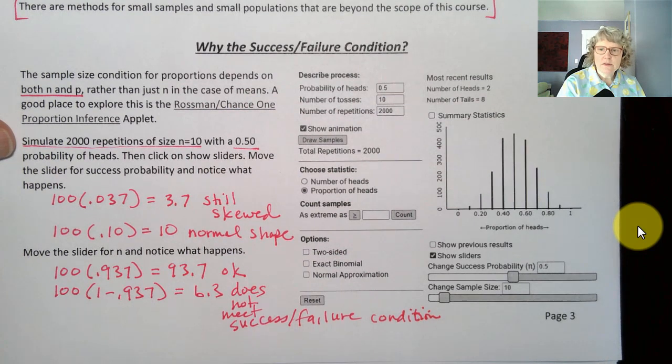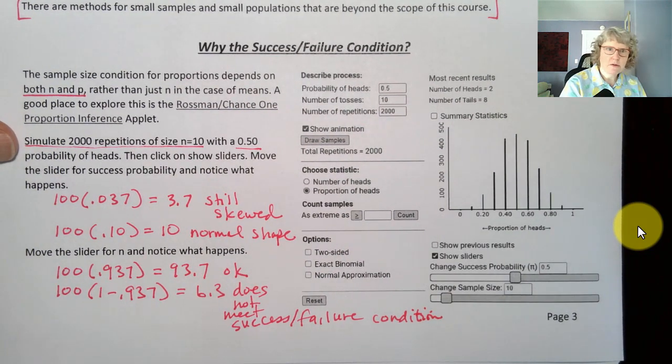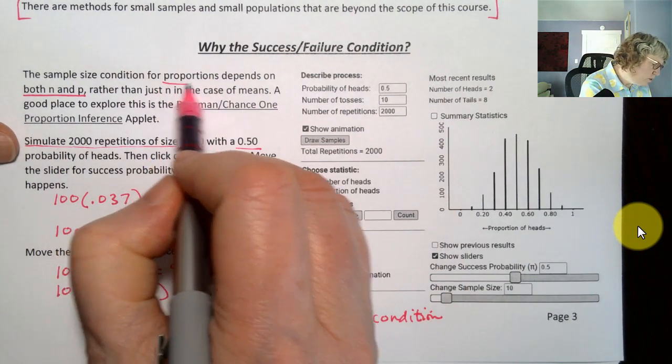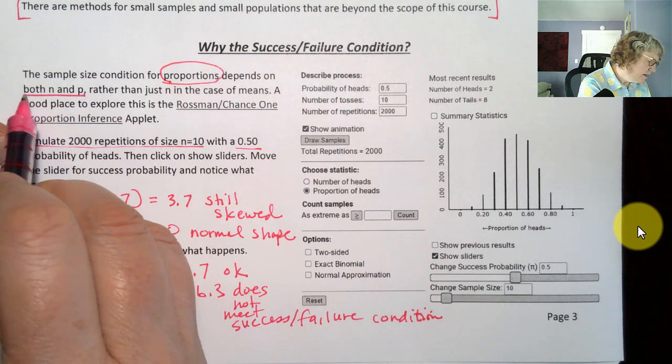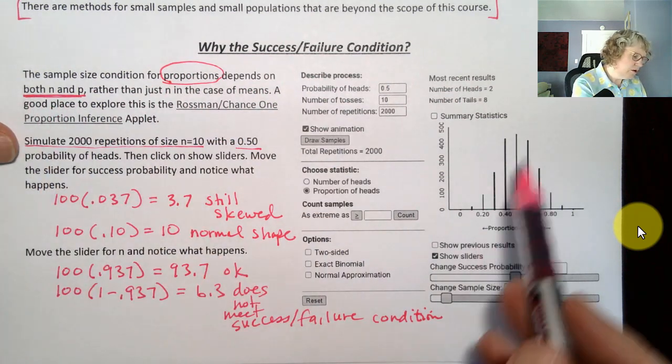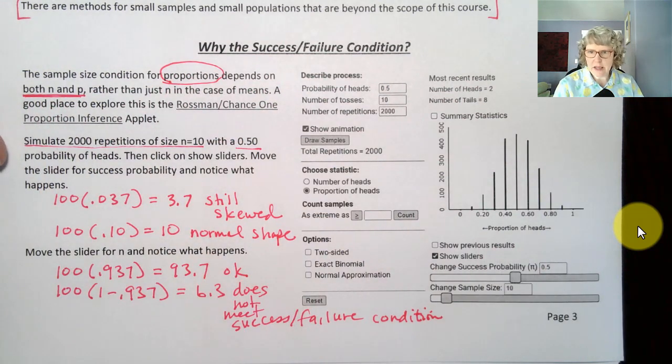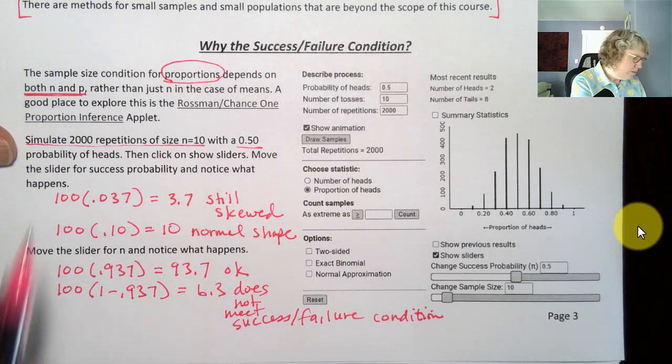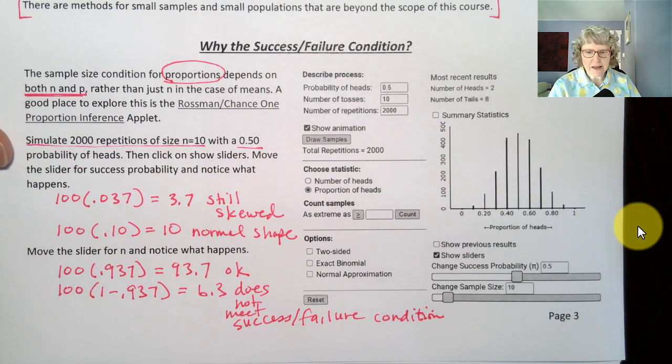Okay, so the reason we need this success-failure condition, remember, it's for proportions, and it's because the shape, getting our normal curve that we need to calculate probabilities, depends on both n and p.